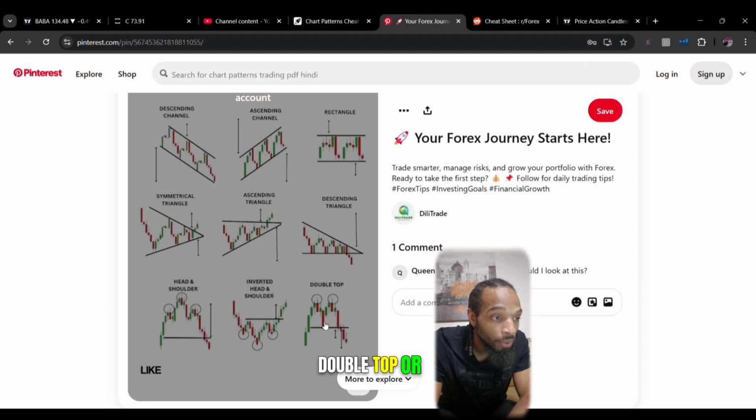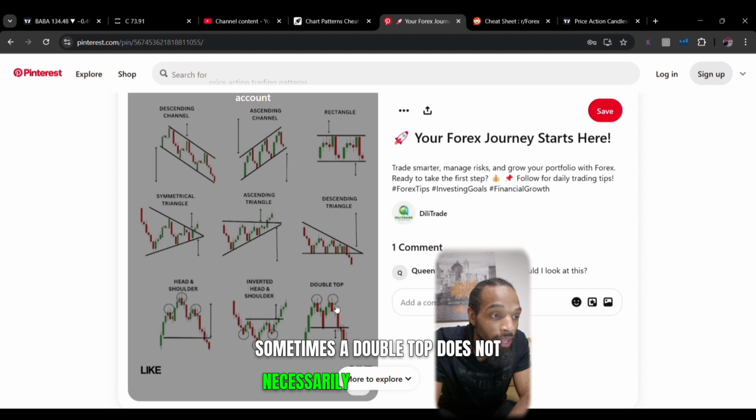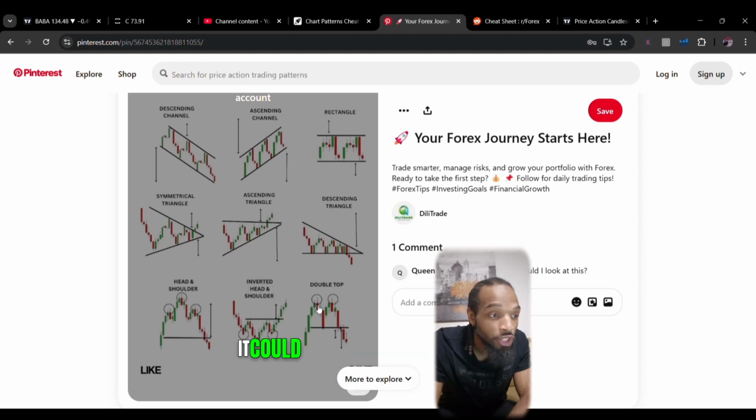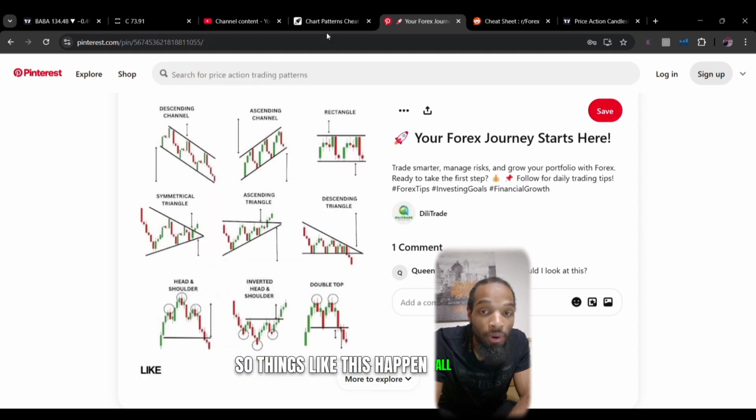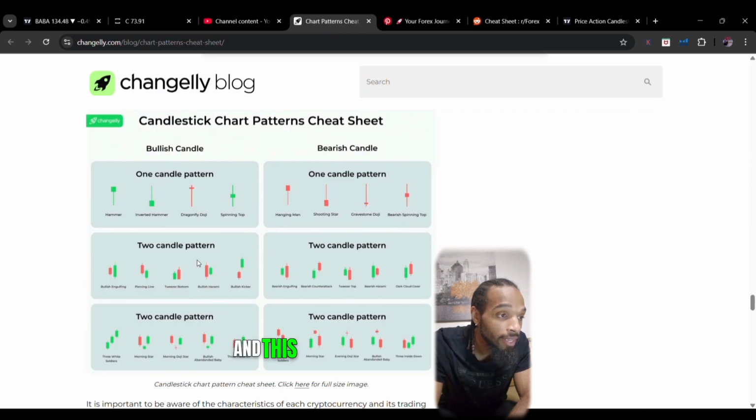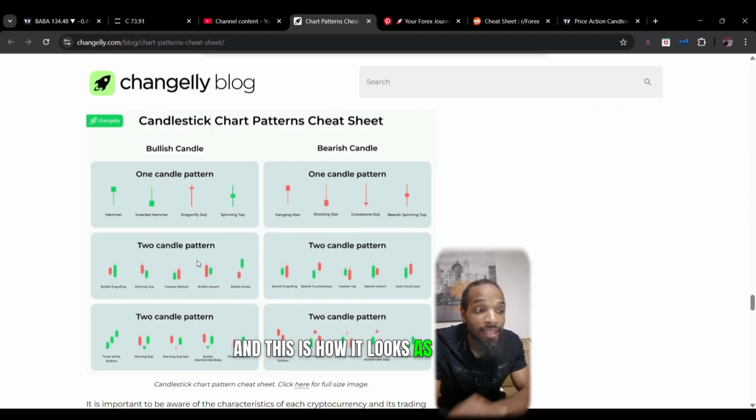Double top or an M. Sometimes a double top does not necessarily have to have the M. It could just be a double top like this and it just goes straight down. Sometimes that happens too. And here are some wedges, descending triangle, ascending triangle, things like that. So things like this happen all the time. And this is how it looks as an individual candle.